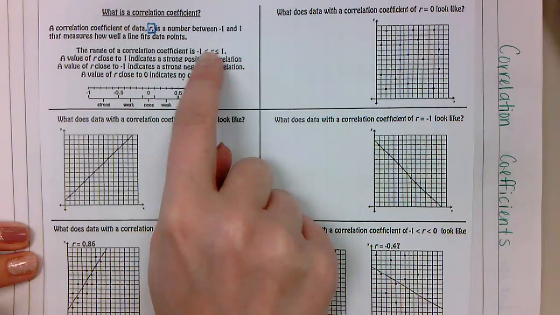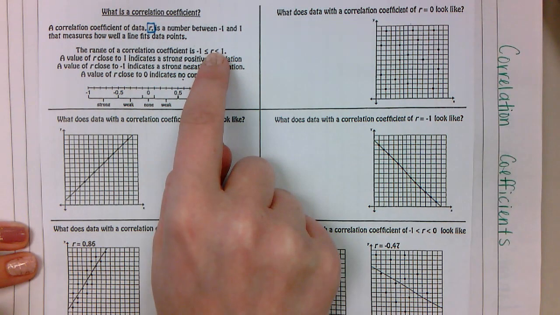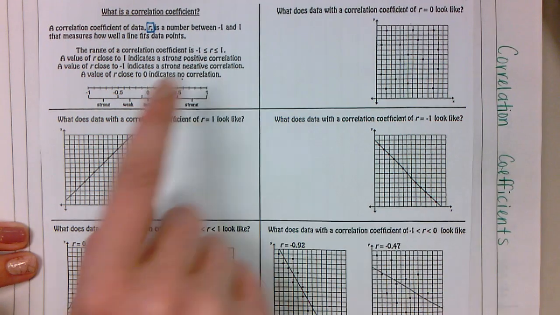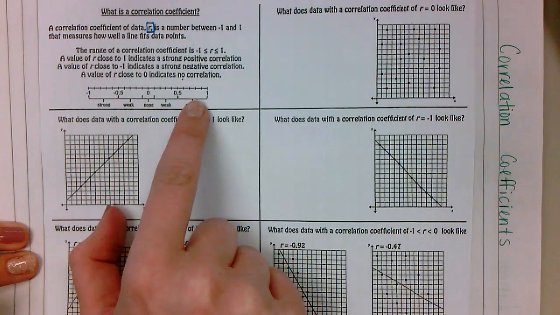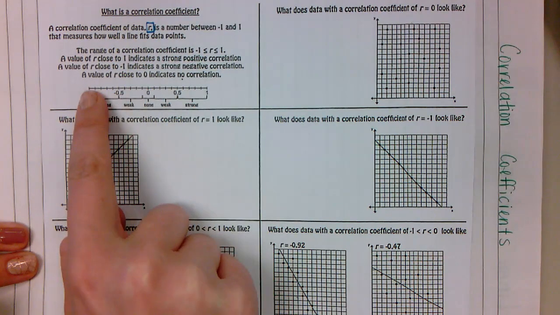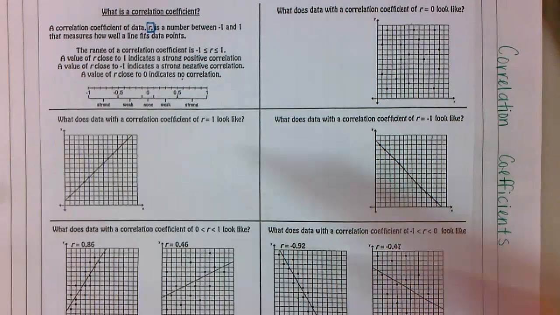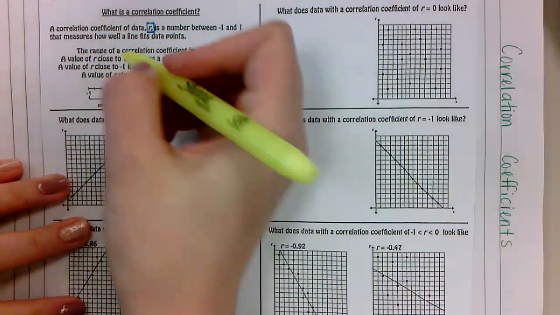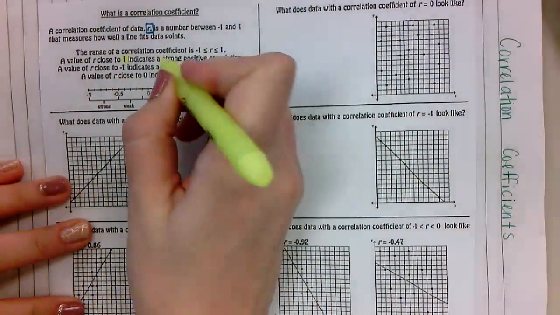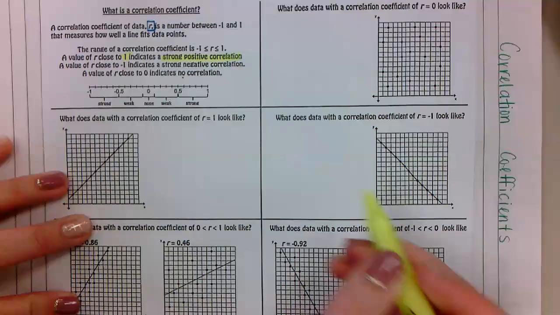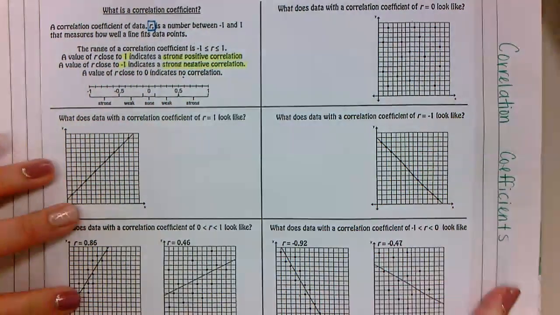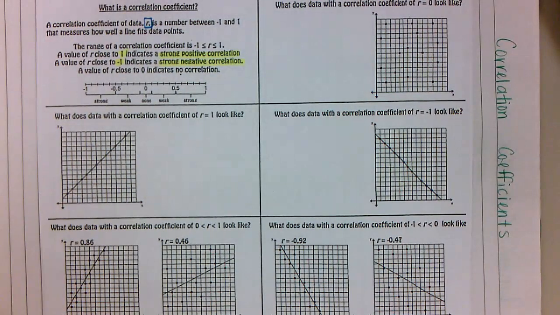So the range can be between -1 and 1 for your R value. It can be greater than -1, but it's got to be less than 1. So it's going to be in between those two numbers. So if you were looking on a number line, it would be between 1 and -1. And it tells us right here, this is super important, a value of R close to 1 indicates a strong positive correlation, and a value close to -1 is a strong negative correlation. Okay?